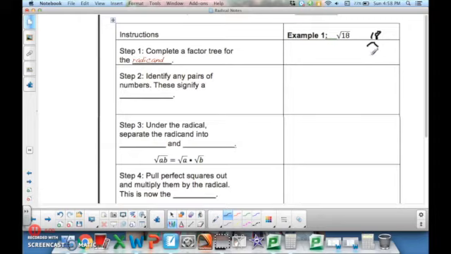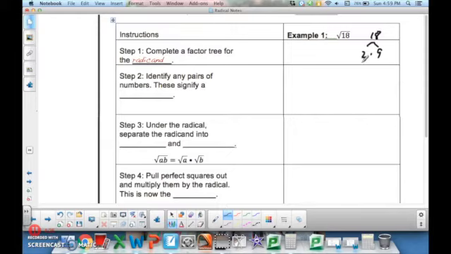There are several different options. The first thing I think of is 2 and 9. If you think of 6 and 3, that's fine too. But I can break 18 down to 2 times 9. Whatever you've got here should multiply to give you your original number. Now, with a factor tree, you have to keep going until you get all prime numbers, meaning all numbers that can't be broken down into any new factors or any new multiplication problem.